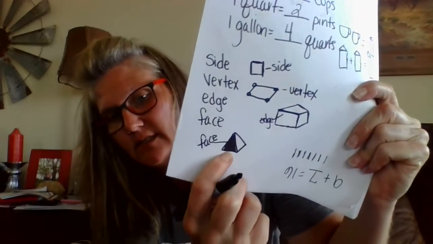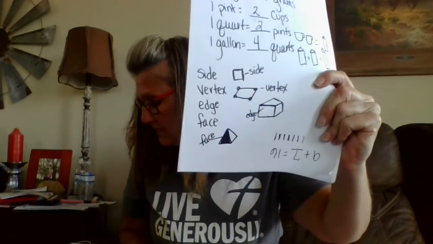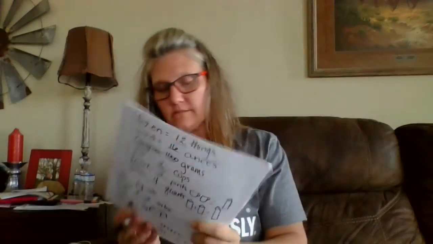The edge of the cube. Edge. Okay. Then you have the face, and they used the triangle prism. The face is the front. The face is the front of it. Okay. All right.